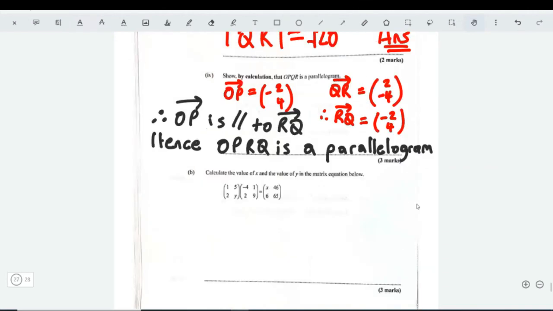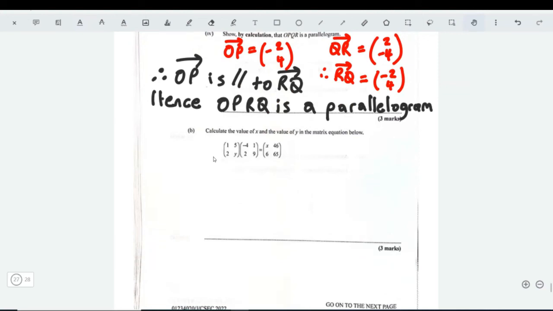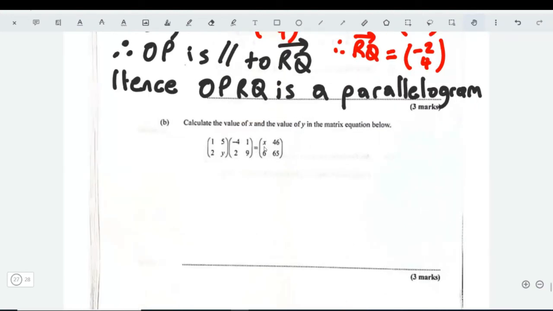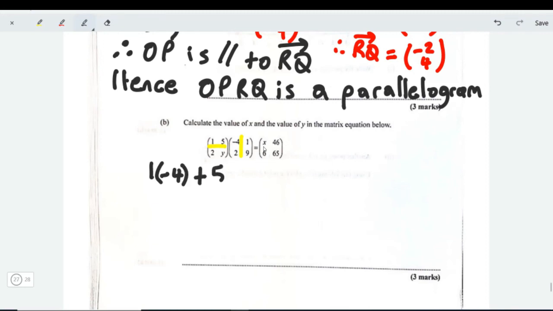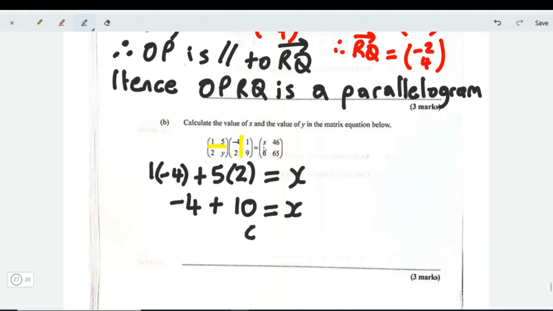Now part B says calculate the value of X and the value of Y in this matrix equation. So the value of X right here is first row by first column. To get X, we notice that it's in first row, first column. So in this case, we can say 1 times -4 plus 5 times 2, that's going to give us our value for X. 1 times -4 is -4, plus 5 times 2 is 10. That is X. 10 minus 4 works out to be 6. So X equals 6. That's your answer.